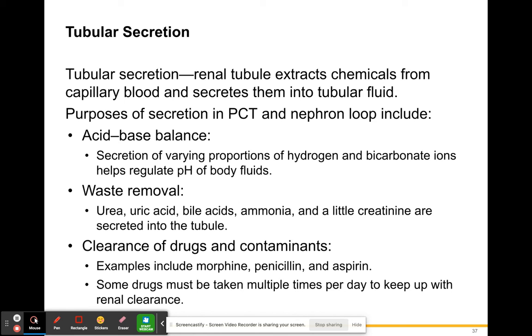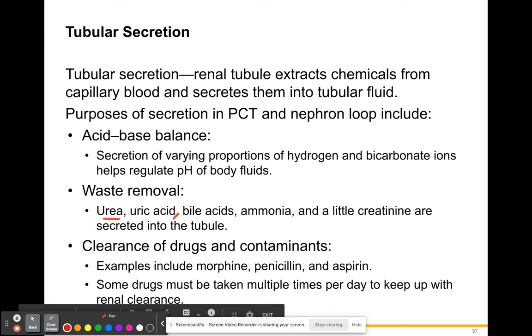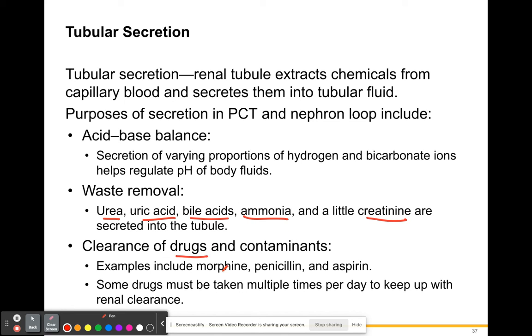So what do we want to get rid of? We want to get rid of urea. We want to get rid of uric acid. We want to get rid of bile salts and bile acids. We want to get rid of ammonia. All of this stuff was part of our filtrate. We want to get rid of creatine. We want to get rid of drugs. Drugs could be illegal drugs. Drugs could also be prescription drugs that we've taken. Morphine, penicillin, aspirin, all this stuff is filtered through your kidneys.